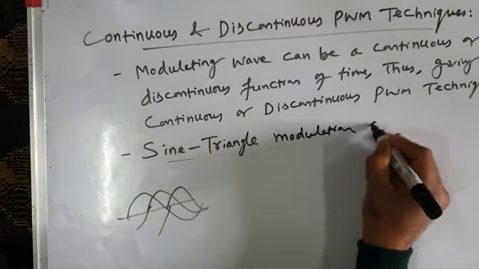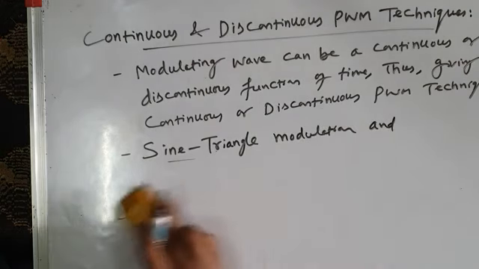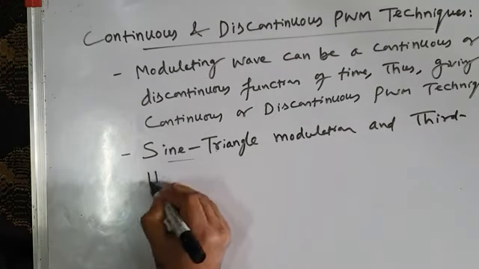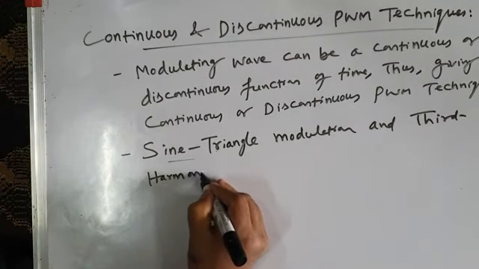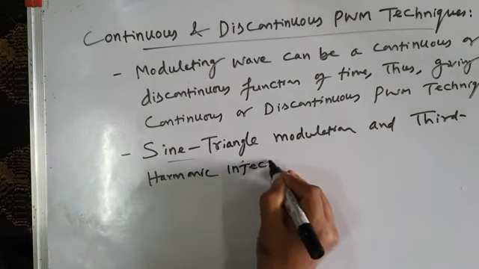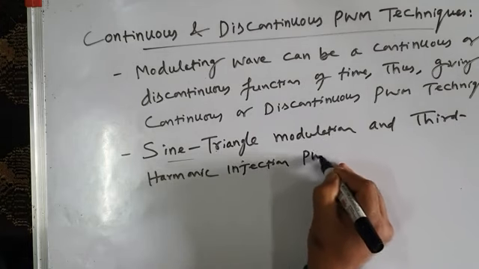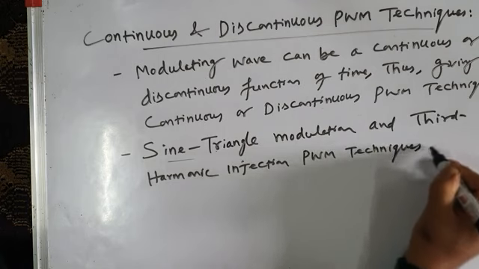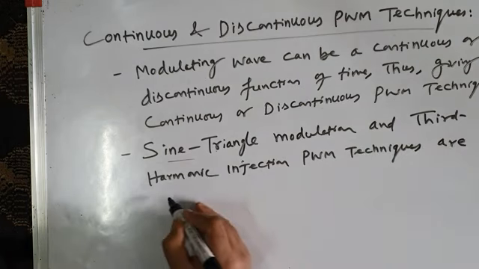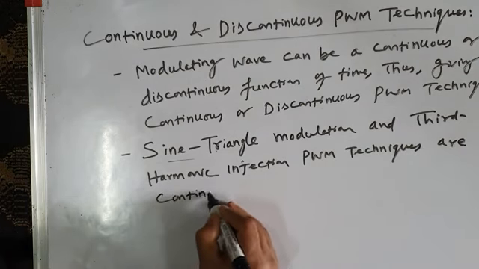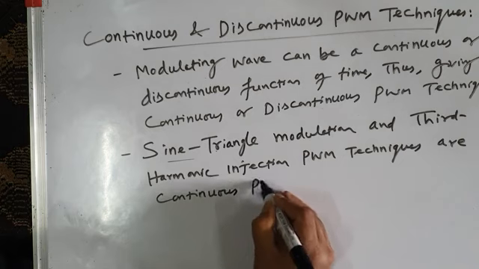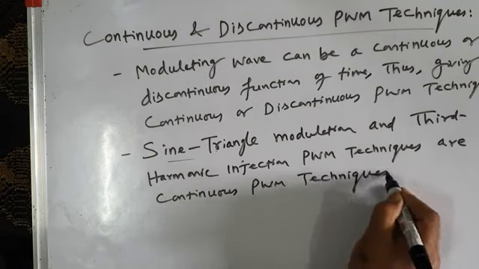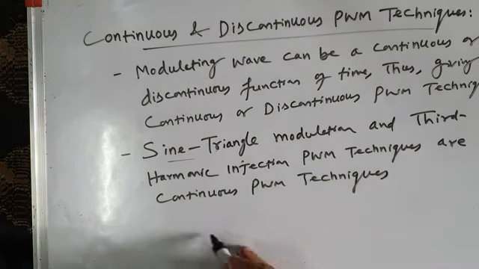Sine triangle modulation and third harmonic injection PWM techniques are examples of continuous PWM techniques. I have already discussed with you that the modulating waves in both cases are continuous functions of time.